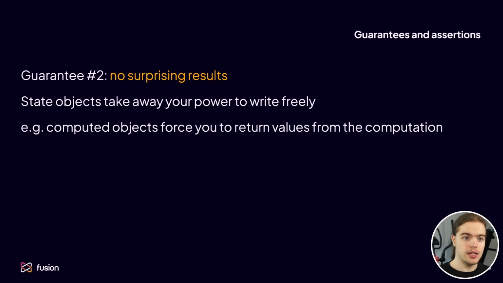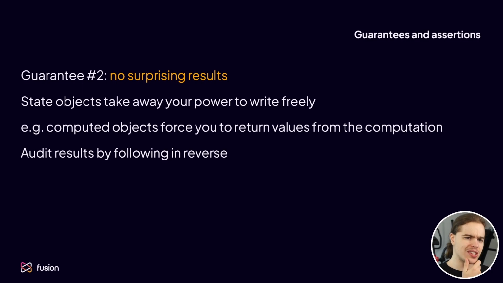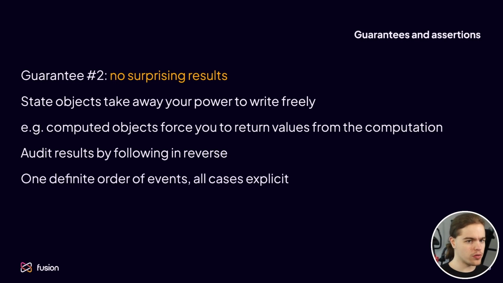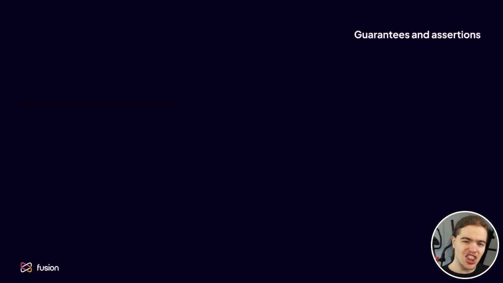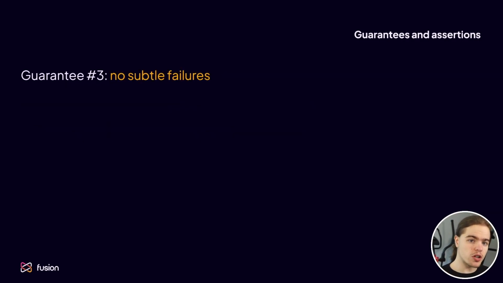For example, if you want to change a computed object, you have to return the new value from inside the computation. There is no other way to set the value. That means you can rather easily audit any result that you get just by following the whole process in reverse. Because of this setup, there is always one definite order of events, and in the case of computed objects, all of the cases have to have been explicitly written out, because if it's not in the computation, it can't influence the computed object. The third guarantee is that there are no subtle failures.